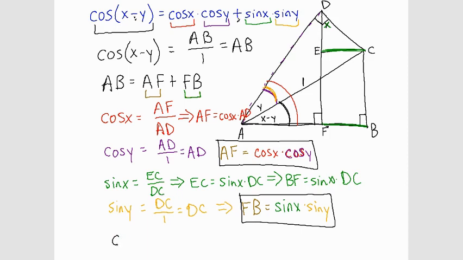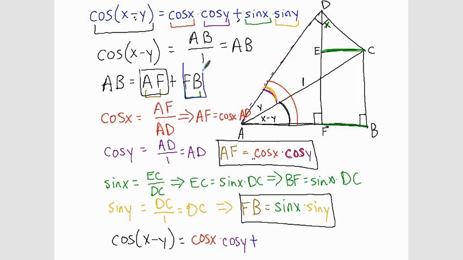We had cosine x minus y is equal to, we had AF to begin with. AF was this thing right here, so that's cosine x times cosine y plus FB, which was this thing right here, which is sine x times sine y, and we are done.